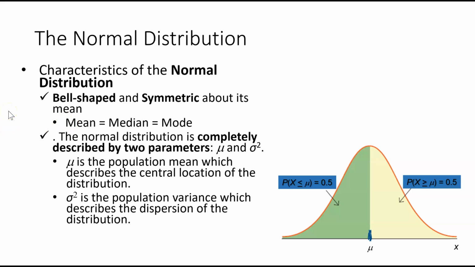So when we talk about these probabilities, it's also important to remember that it cuts it directly in half, which means the probability for the left half is 0.5 and the probability for the right half is 0.5, because remember that the total probability is always 1.